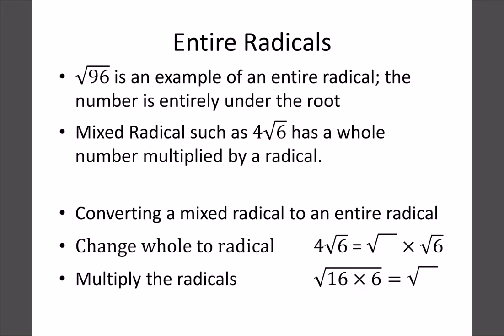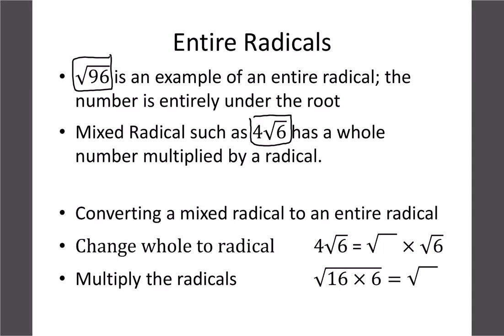So what that means is we can actually take a mixed radical and change it to an entire radical just by multiplying and dividing these numbers out. So an entire radical is something that we say the entire number is under the square root. So something like root 96 is an entire radical. A mixed radical is when we get a combination of a whole number multiplied by a square root. So 4 root 6 would be a mixed. So today what we're going to look at is converting from mixed to entire, and then tomorrow we'll look at the other way around.